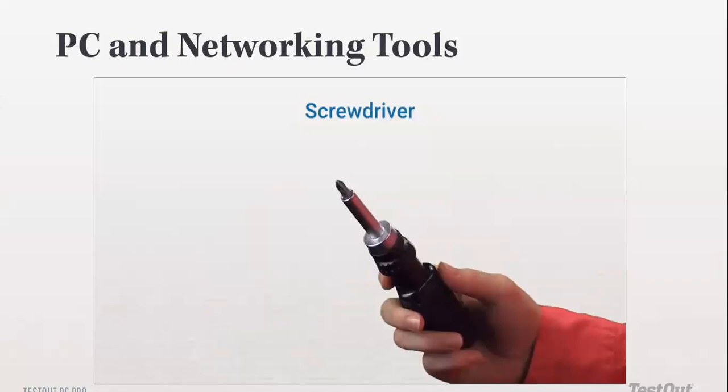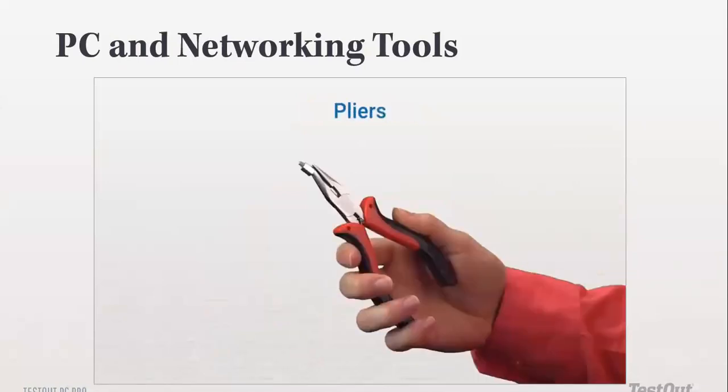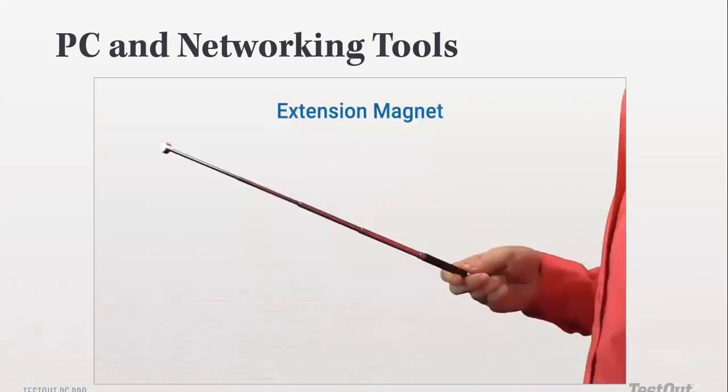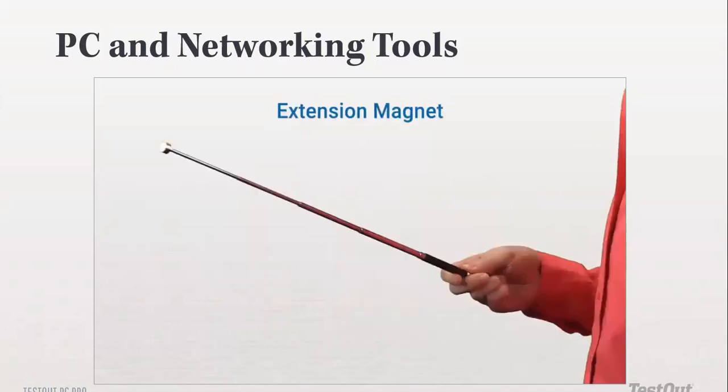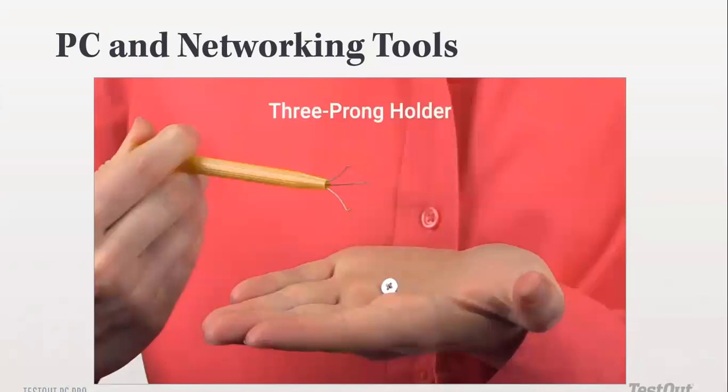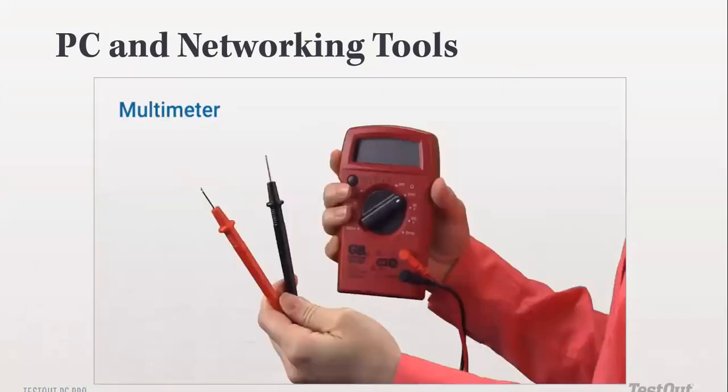Next, we see a screwdriver. Definitely, the name says it all. Also, in the networking toolkit, we have a plier. I believe we have all seen pliers before. There is this other component that we refer to as an extension magnet. With an extension magnet, we pick up screws that fall deep into PC components where the fingers cannot easily reach. Same thing with the three-prong holder. It also picks up screws that have fallen deep into places where the human finger cannot easily reach. Next, we have a multimeter.